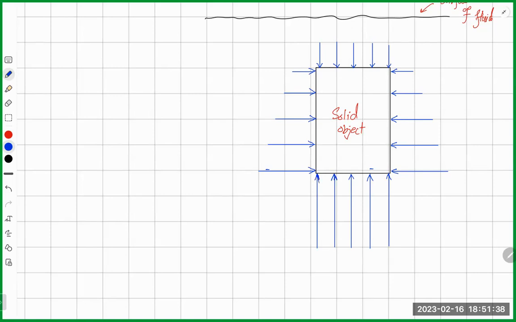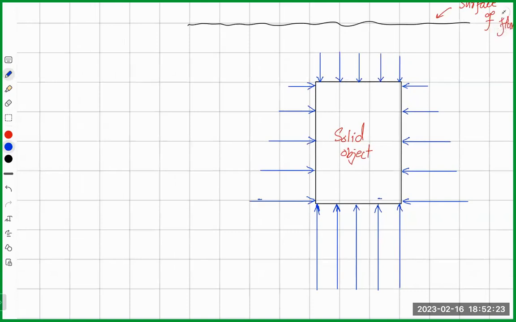Now, do you think the pressure at the top and the pressure at the bottom are equal? Will they be balancing one another? Just 1 second. Okay. Now, look, as you go down, the pressure is increasing. On the side, there will be no net force, but the pressure at the top and the pressure at the bottom are not equal. So they will not be balancing one another.